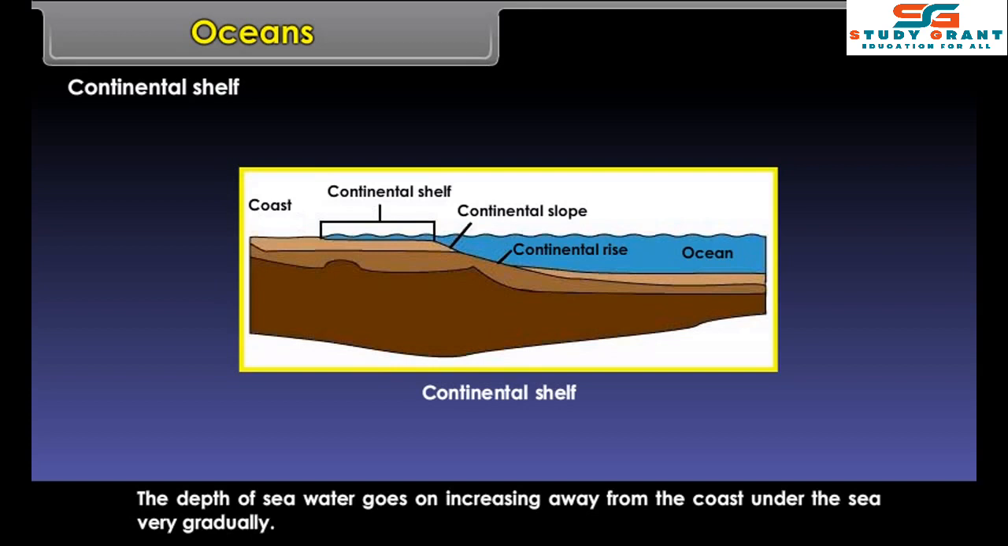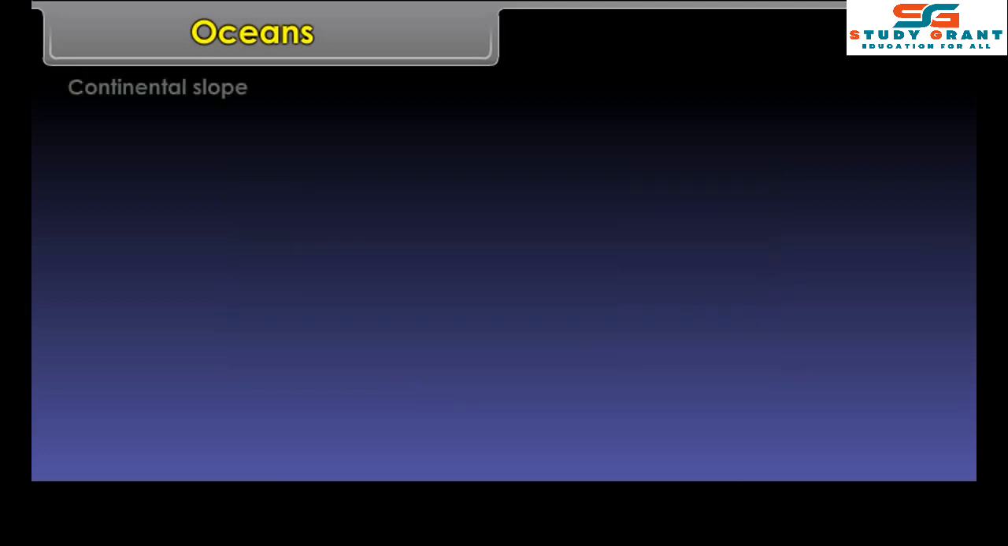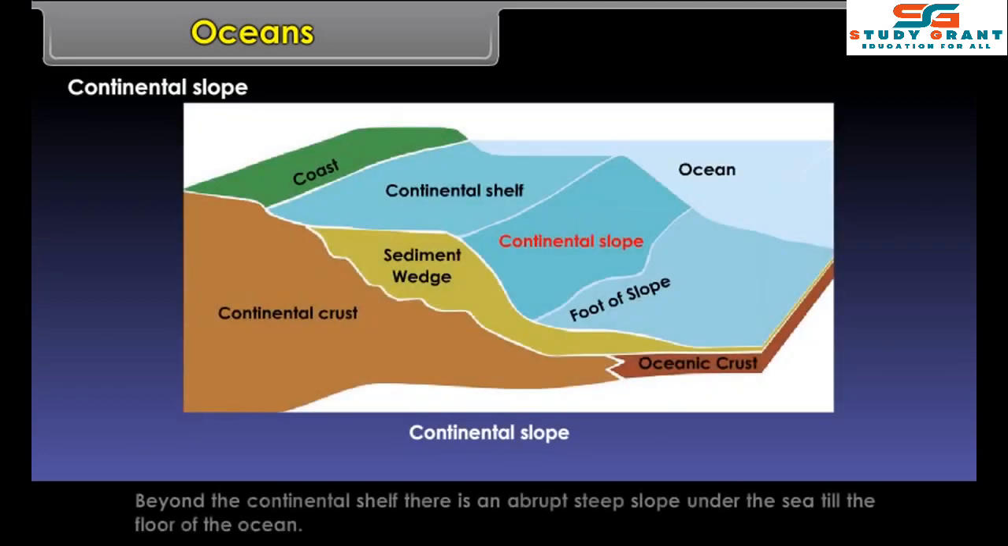Continental shelf. From the coast towards the open sea, there is a stretch of shallow sea. The depth of sea water goes on increasing away from the coast under the sea very gradually. This part of the ocean is called continental shelf.